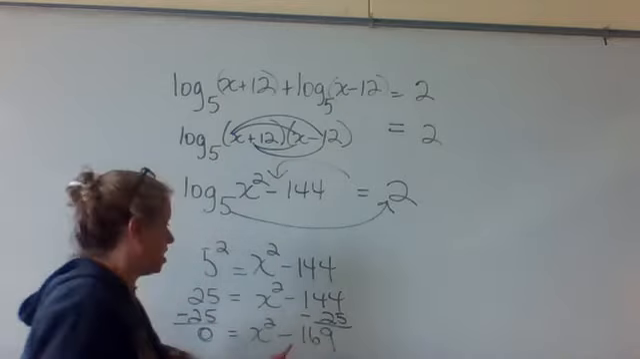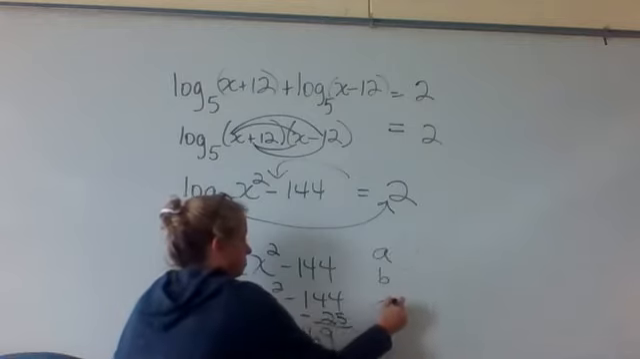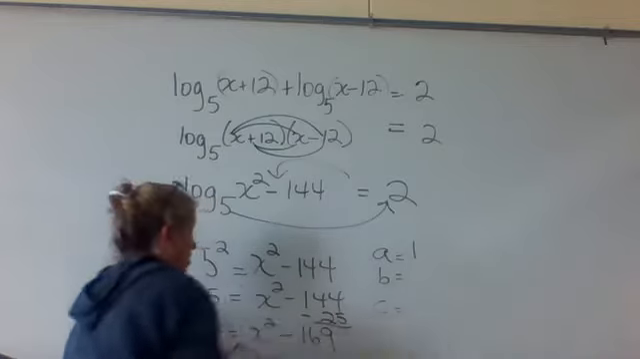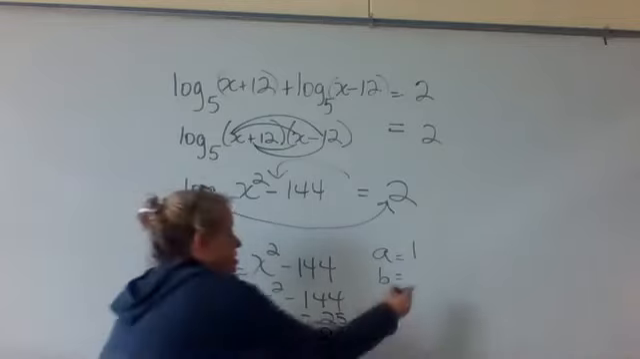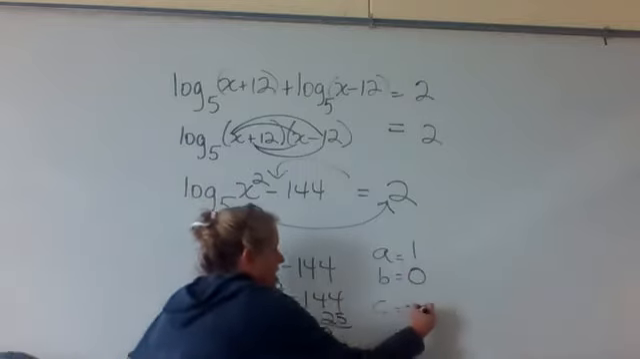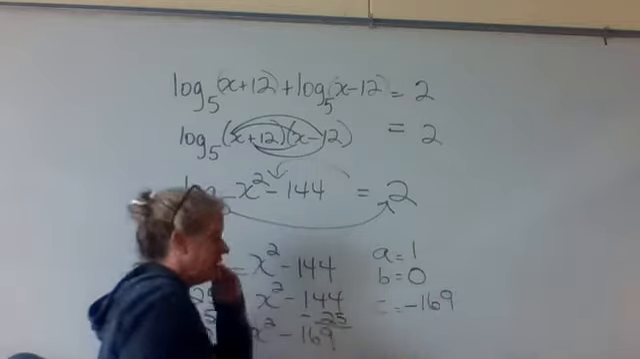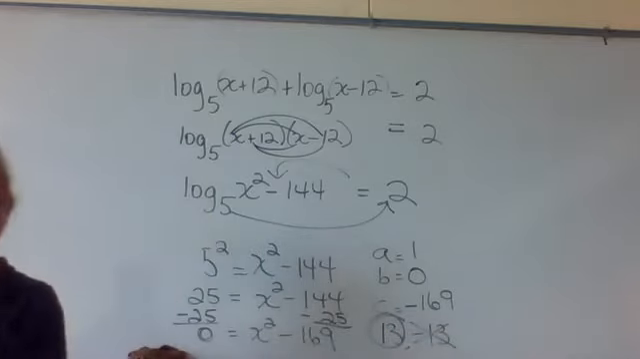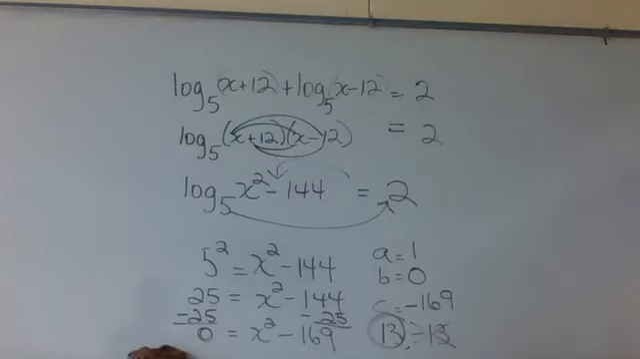Be careful when you put this in quad. Your A is 1. You don't have a B, right? There is no x, so that's a 0. Then your C is negative 169. When you hit enter, you'll get 13 and negative 13, and you don't want to use the negative one. So 13. All right, 2 more, but the last 2 are doozies. I'm not going to do the whole thing on number 29.